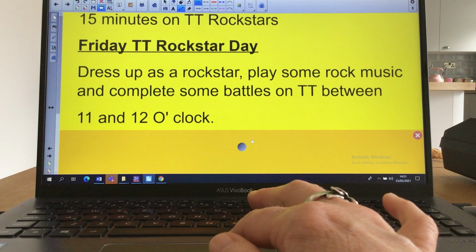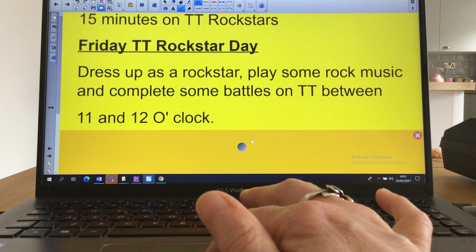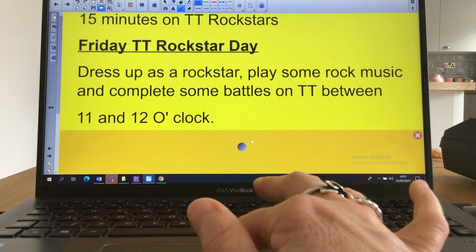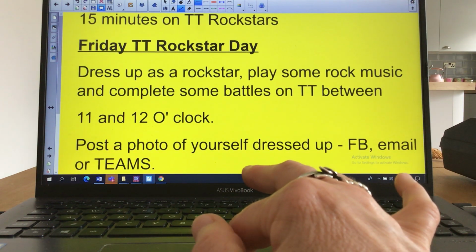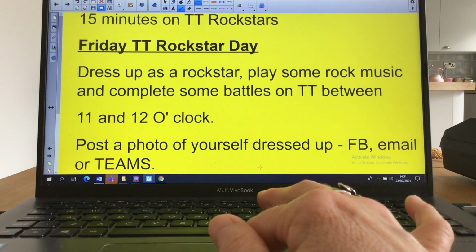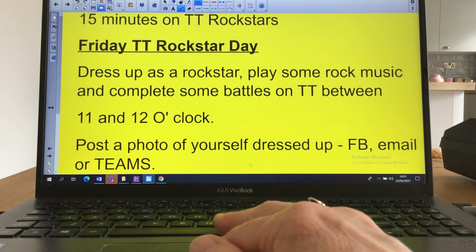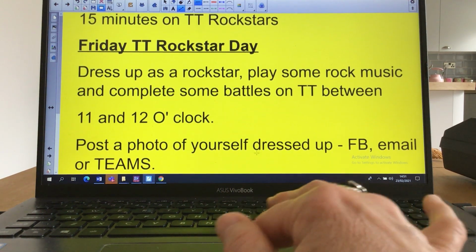I'm really keen on the band Queen, so I thought I would set you some tasks around the band Queen, some listening tasks, some finding out about the singers and the composers, as well as doing some maths on TT Rockstar, and also dressing up. And if you're lucky, I'll post a picture of myself on the school's Facebook, because I'm hoping to dress up. So if you could post a photo of yourself dressed up, either ask your parents to pop it on Facebook, or you could email me, or you could put it on Teams, and have fun dressing up and doing the tasks I'm going to set for you on Friday.